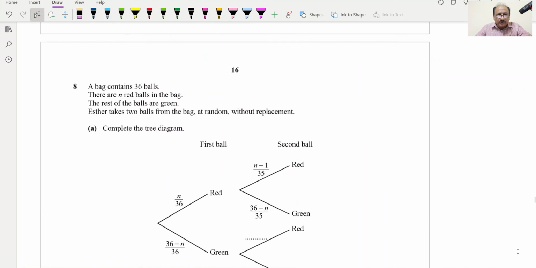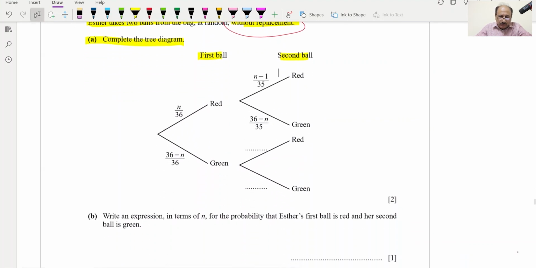Hopefully you understood this. Now question number 8, a bag, probability question. A bag contains 36 balls. There are n red balls in the bag. The rest of the balls are green. Esther takes 2 balls from the bag at random without replacement. So this is important, without replacement. And complete the tree diagram. First ball, second ball. So first and second draw.